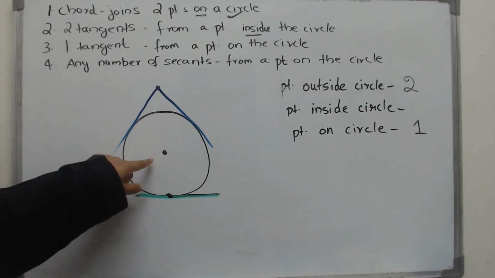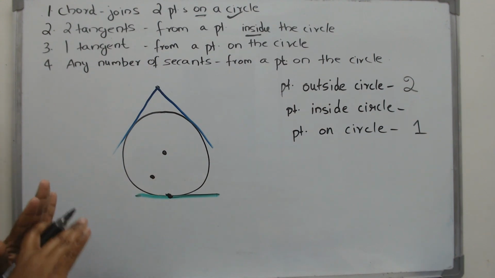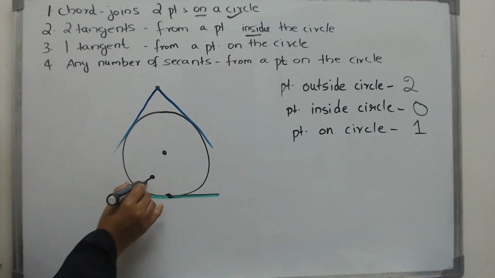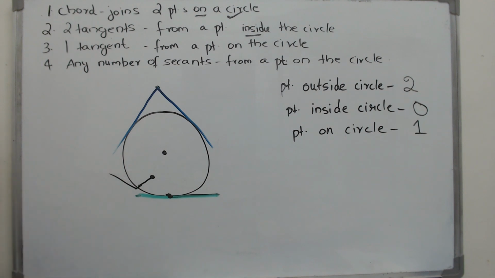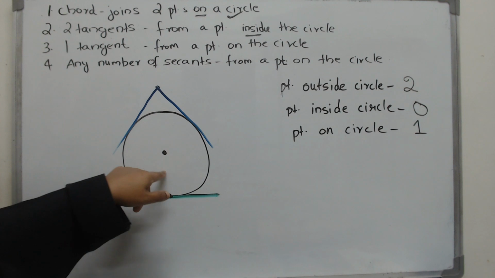But what if your point is inside the circle? Then absolutely no tangents, 0 tangents, because try drawing it such that it touches the circle externally. You will see that you will have to bend it. It will not be a line segment. It is not possible if the point is inside the circle.